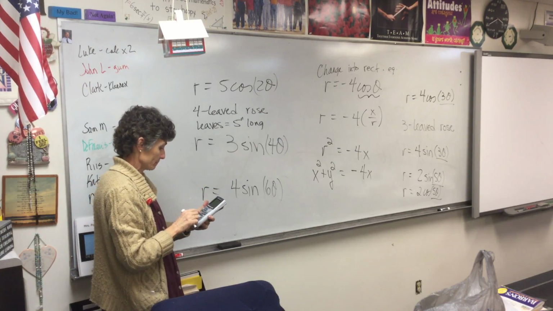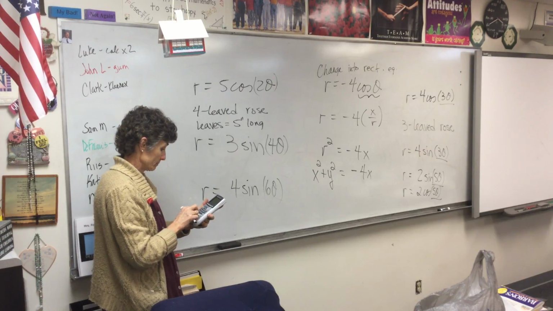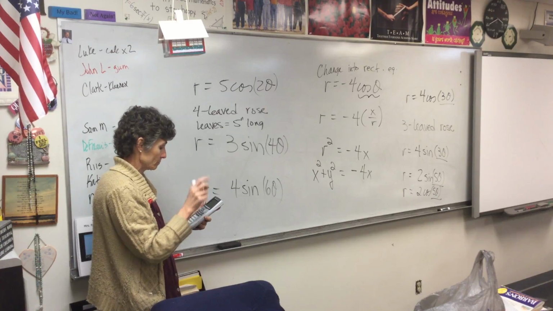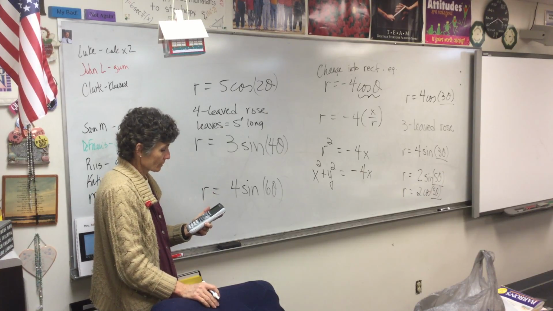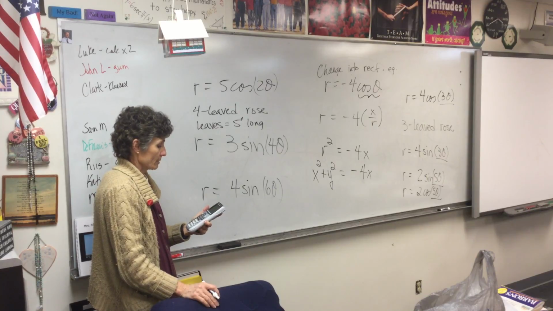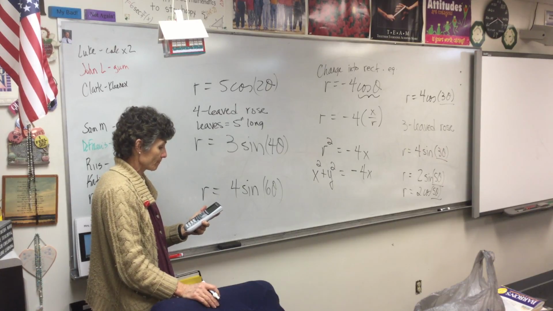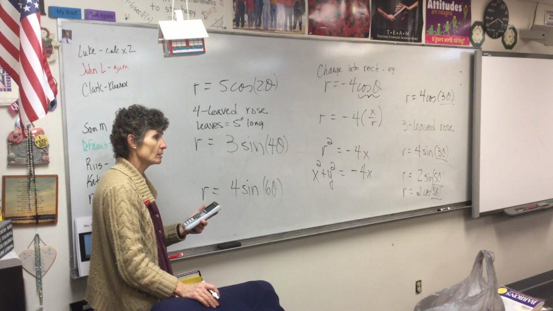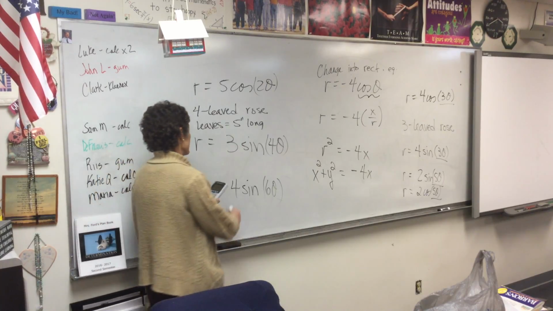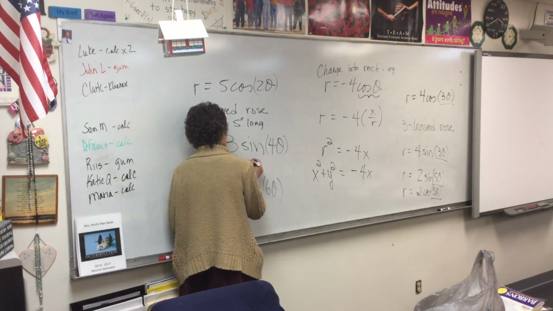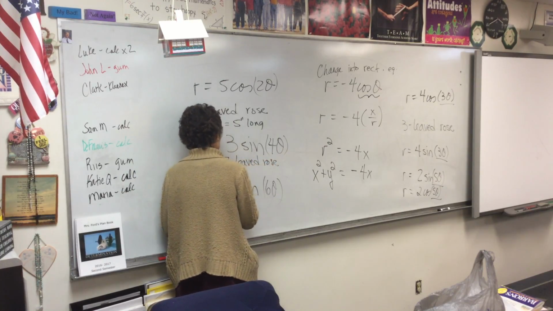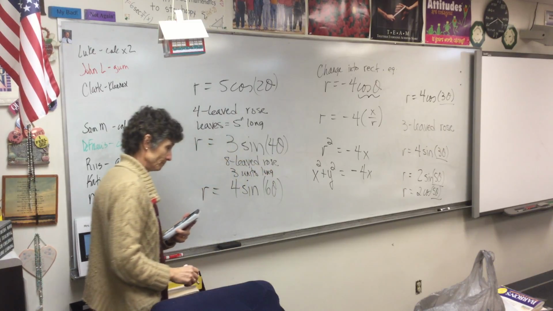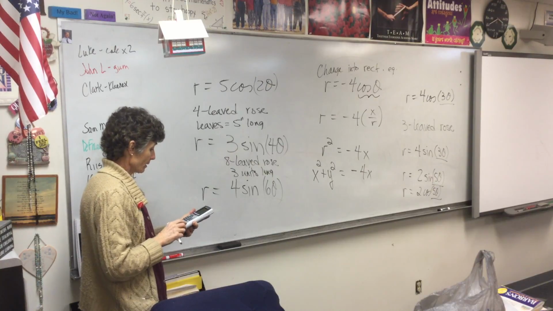What's this one? Leaves are a little shorter. They're only 3 units long. How many of them are there? This is an 8-leaf rose. They're 3 units long, but there's 8 of them. All right, let's try one more.